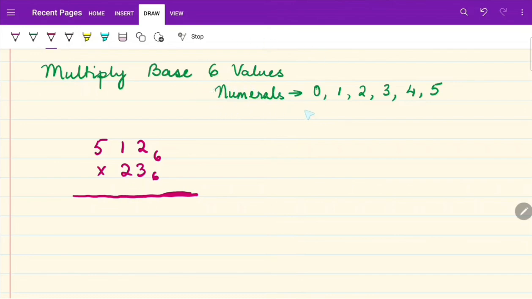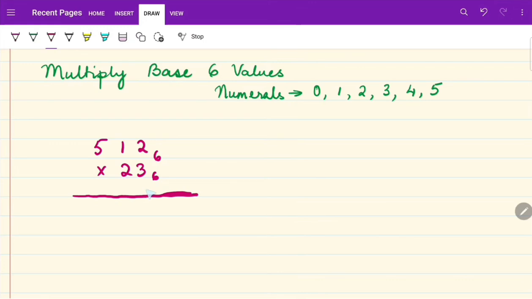The numerals for base 6 start from 0 and go all the way to 5. Now, the reason for doing that is if in the process of multiplication we end up with a value which is greater than 5, we have to use the bundling process. So keep that in mind. This is just a reference point to remind us that these are the numerals for base 6. If we get a value which exceeds the highest number 5, then we will have to bundle.